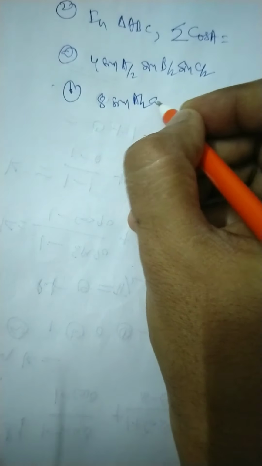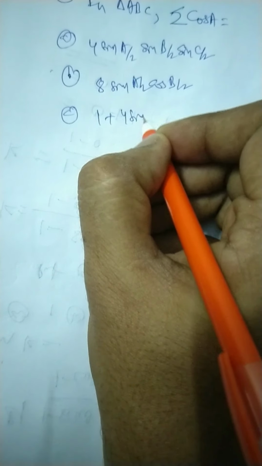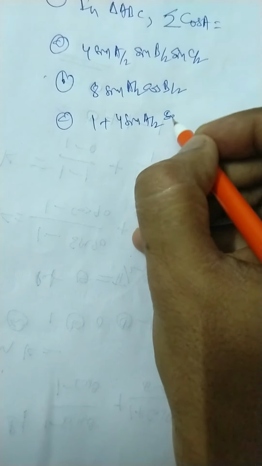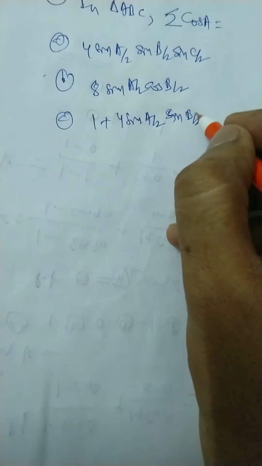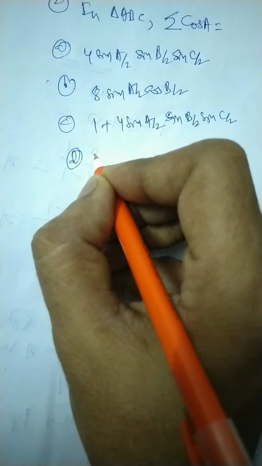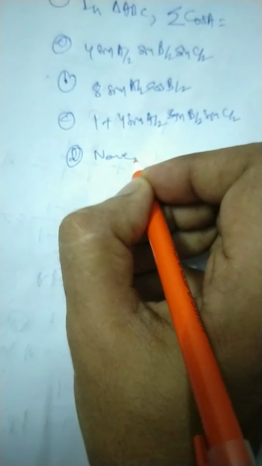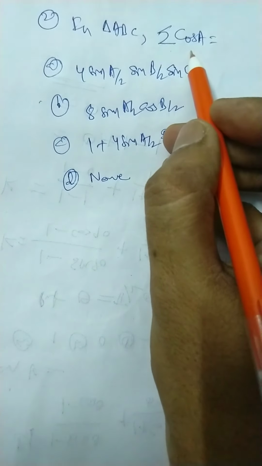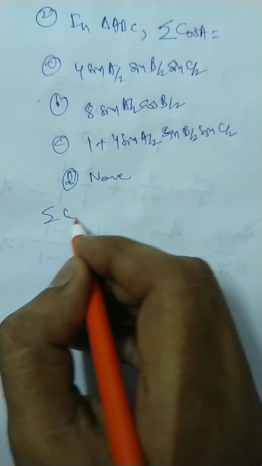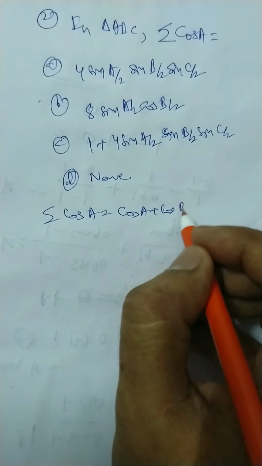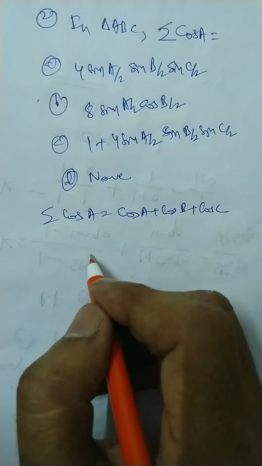Option C, 1 plus 4 sin A by 2, sin B by 2, sin C by 2. Option D, none. Now here one has to understand the question, sigma cos A. So what do you mean by sigma cos A? That is cos A plus cos B plus cos C.